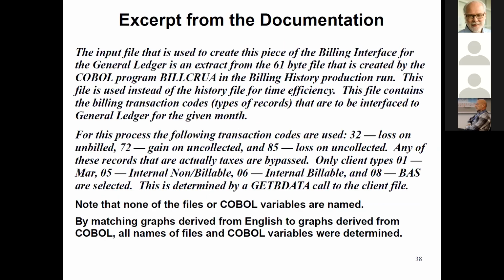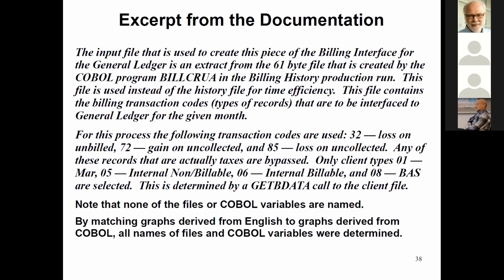And if you want to know what this looks like, here's an example of the kind of language that they used, in slide 38. The input file that is used to create this piece of the billing interface for the general ledger is an extract from the 61-byte file that is created by the COBOL program bill CRUA and the billing history production run. The file is used instead of the history file for time efficiency. For this process, the following transaction codes are used: 32 loss on unbilled, 72 gain on uncollected, 85 loss on uncollected. All of this is supposedly English, but this is a huge amount of complex English.